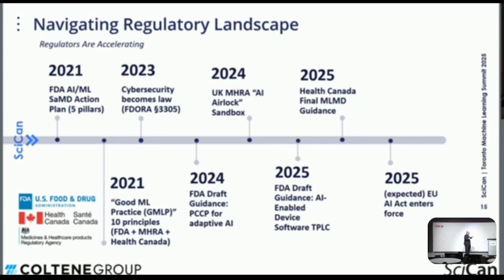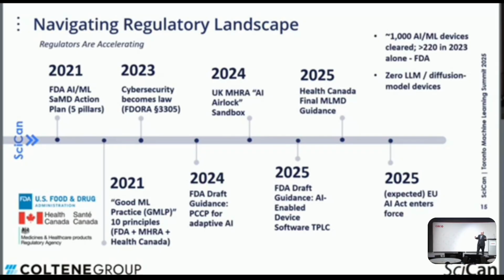So what we can see is that it's a lot of acceleration. And FDA says that it has already cleared 1,000 medical devices that use AI, but none of them are Gen AI, simply because of the risk, the explainability, and the transparency of Gen AI models.